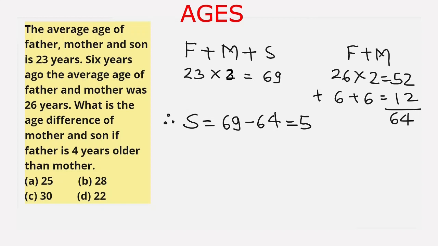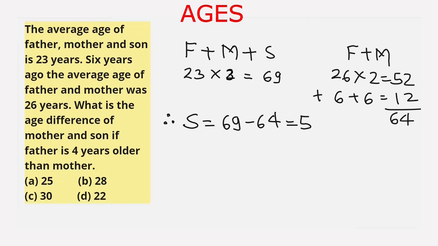Now it is given that father is 4 years older than mother. So we take out 4 from 64 and we get 60. And 60 when divided into two parts is 30 and 30.